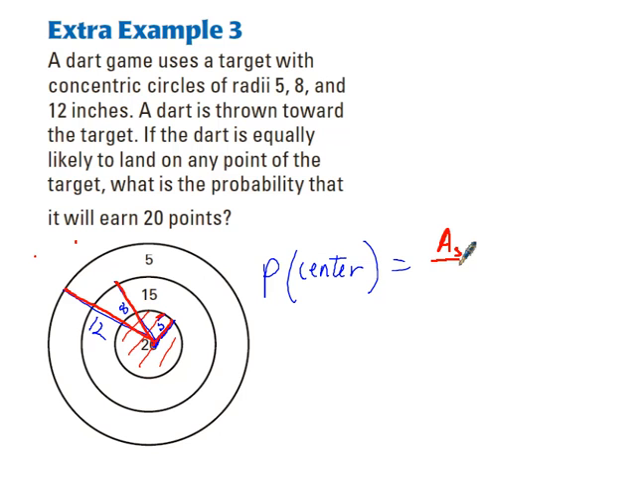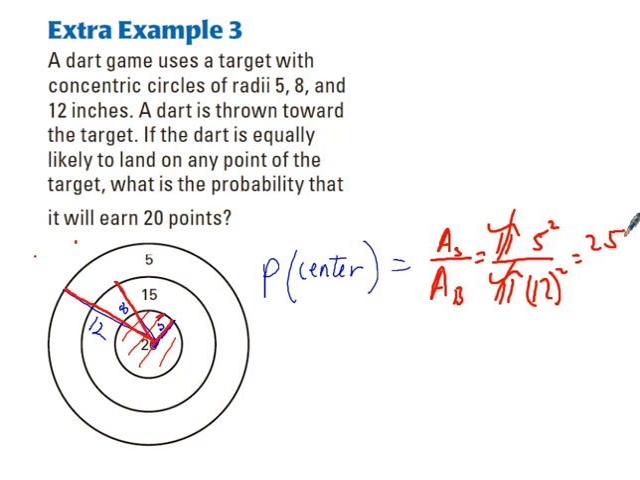So area of the small circle over the total possibilities, which is to hit anywhere inside the big circle. So we have pi times 5 squared. That's the area of the small circle, over pi times the radius of the big circle squared, which is the possibility here, which gives me 25. Oh, the pi's cancel, don't they? That's nice. 25 over 144, and I think that reduces to 17%, 0.17. Let's look at the next problem.